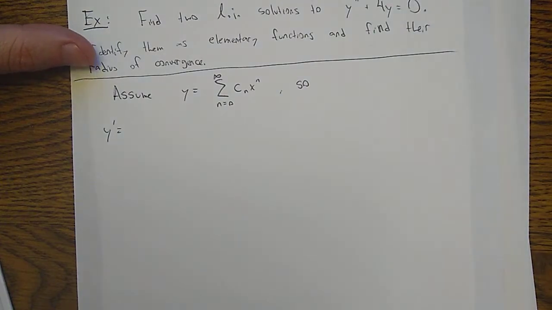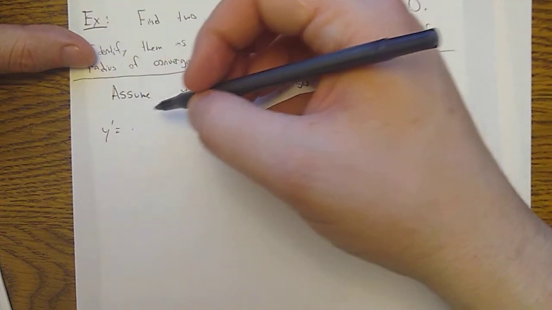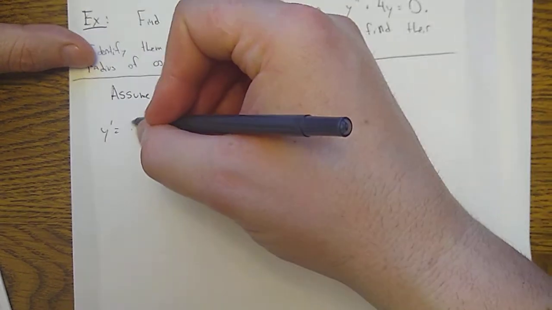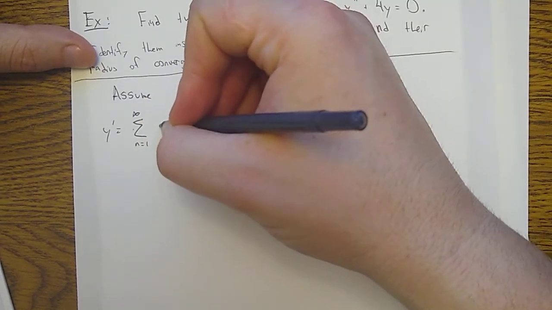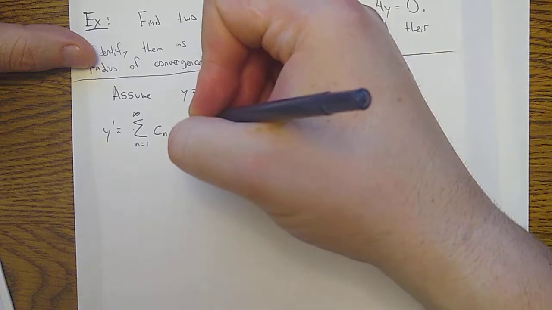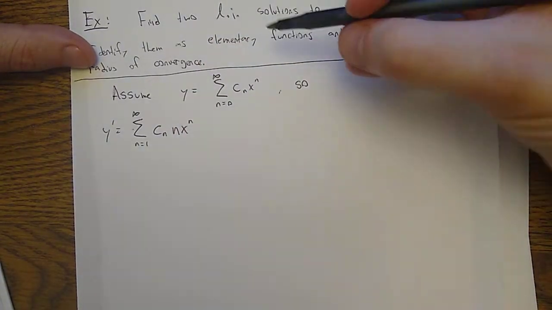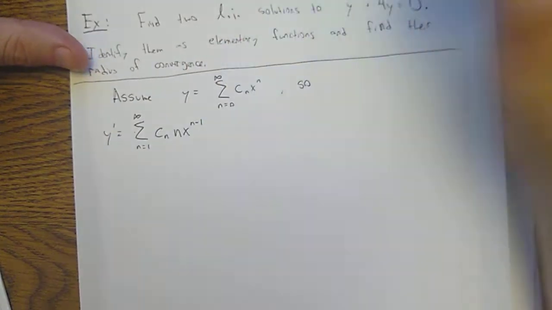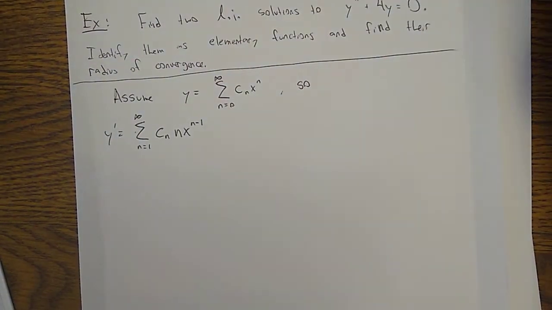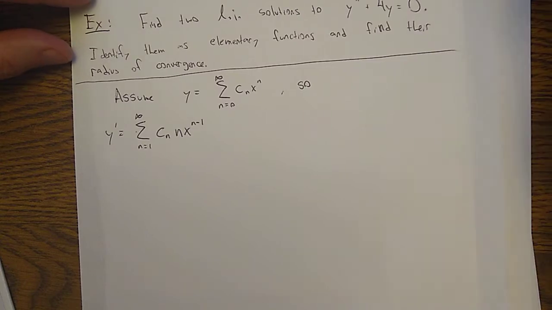So y prime is, whoops, I hope we're not too blurry. So y prime is this, right? And remember, instead of starting at 0, we start at 1. Whoops, and this should be n minus 1. Just remember, your smallest power of x should be x to the 0. We don't write x to the negative 1, x to the negative 2, anything like that.